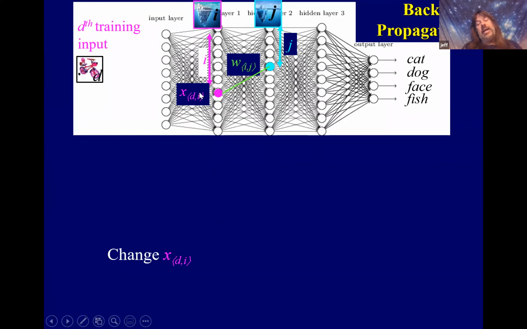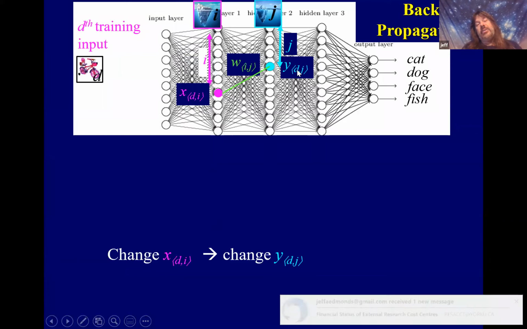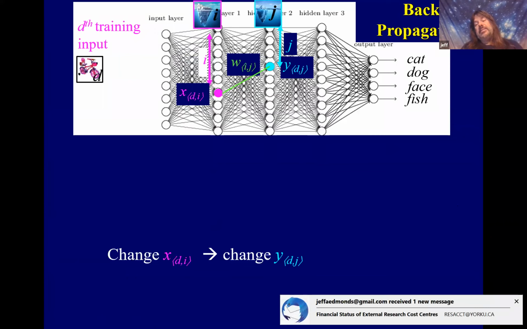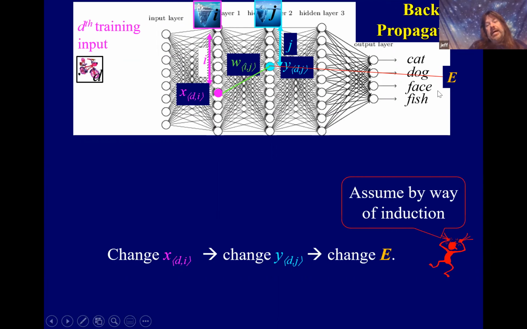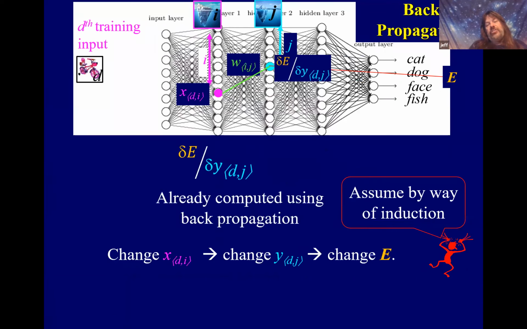And I'm going to change this X value, which is, it's not going to change the weight. The weight doesn't change, but when I change this X value it changes this y value, and the y value then in turn changes the error, right? So here's a path of change. You change this, it changes that, it changes that. And let's assume by induction backwards, right? We're going backwards. Let's assume that we've already computed these derivatives, right?